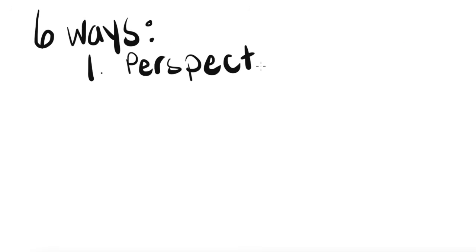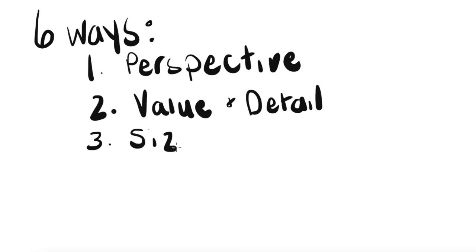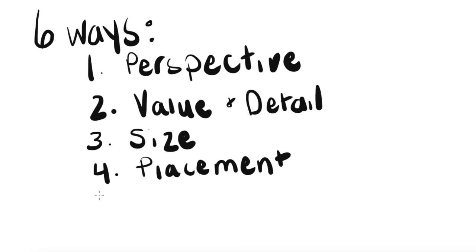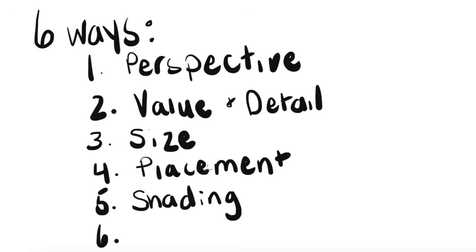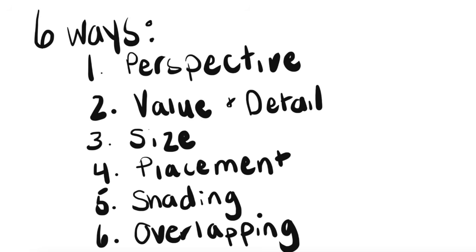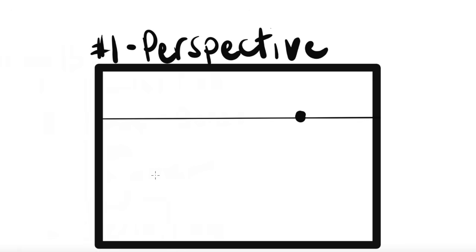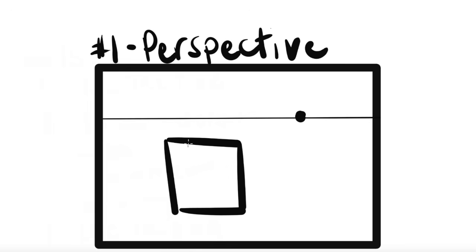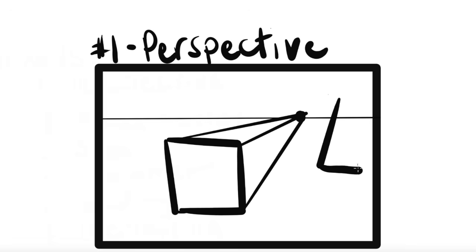6 ways include perspective, value and detail, size, placement, shading, and overlapping. To draw the first way of perspective, simply draw a straight horizontal line and put a vanishing point on that line. Next, draw a square or rectangle and then connect the corners of the square or rectangle back to the vanishing point. If you'd like to challenge yourself, try to draw another 3D shape in perspective.